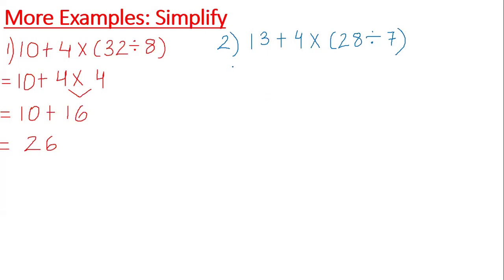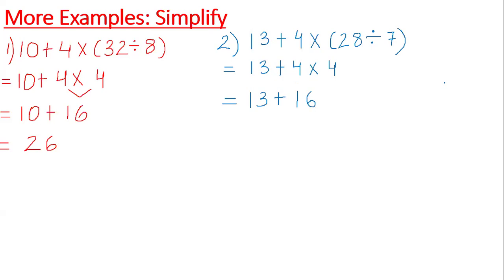Where's Ray Hall? Ray, are you there? Yes, sir. Okay, so Ray, what is 28 divided by 7? That's 4. Very good. So it's going to be 4, because we always do the parentheses first, right? Good. And then after that, it's going to be equal to 13 plus, what is 4 times 4? 16.